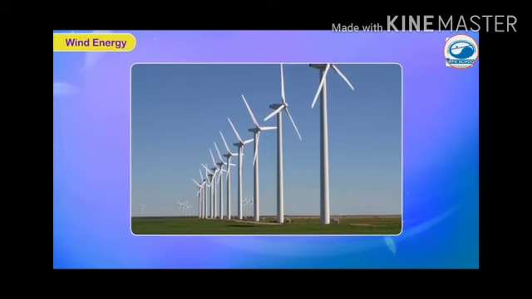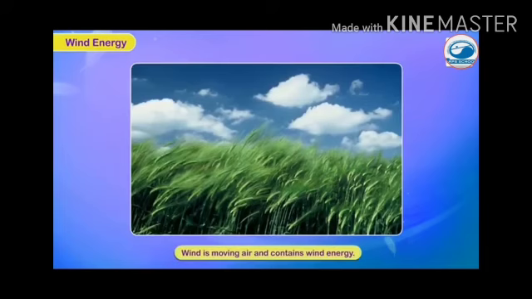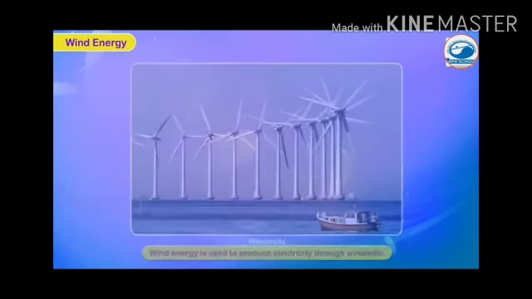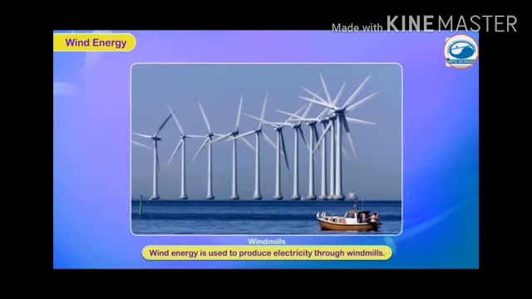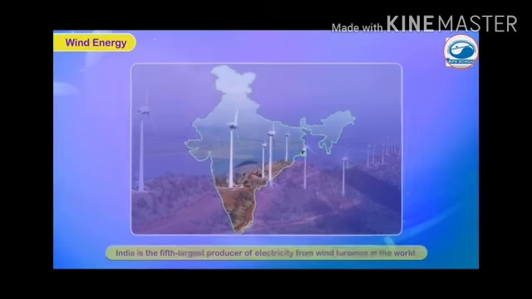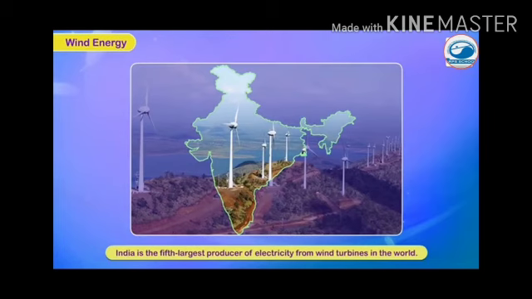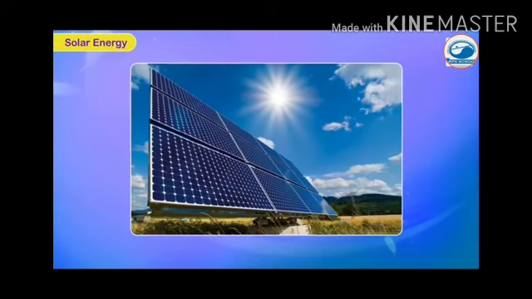Wind energy. When air is moving, it contains wind energy. This energy is used to produce electricity through windmills. India is the fifth largest producer of electricity from wind turbines in the world. Solar energy.